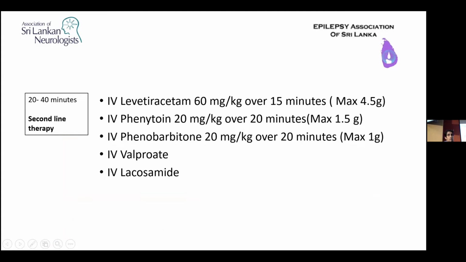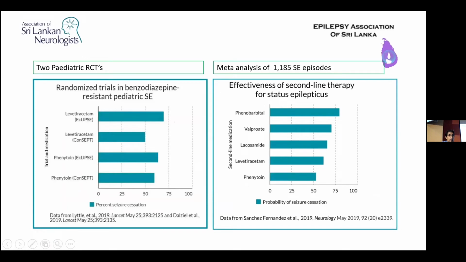Right? So if we look at these medications, again, the world is sort of moving towards giving levetiracetam, but if you look at this data, the first one is actually 2 pediatric RCTs, which compare intravenous levetiracetam versus intravenous phenytoin, and these 2 studies are showing that there is non-inferiority of phenytoin when you compare with levetiracetam.